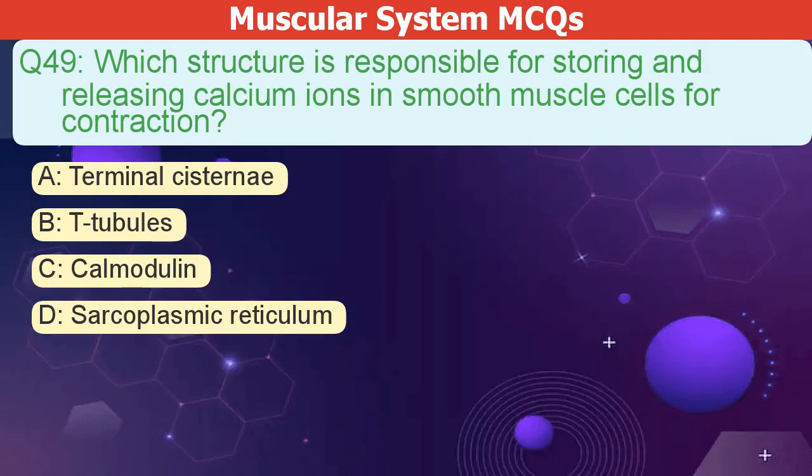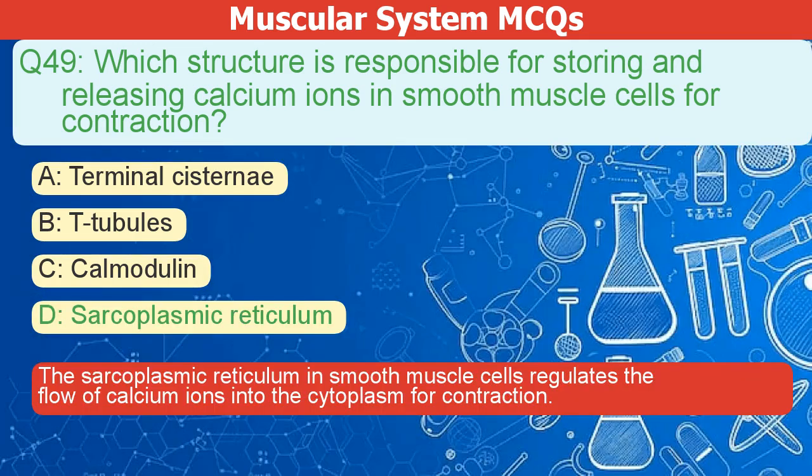Which structure is responsible for storing and releasing calcium ions in smooth muscle cells for contraction? A. Terminal cisternae. B. T-tubules. C. Calmodulin. D. Sarcoplasmic reticulum. The correct answer is D. The sarcoplasmic reticulum in smooth muscle cells regulates the flow of calcium ions into the cytoplasm for contraction.